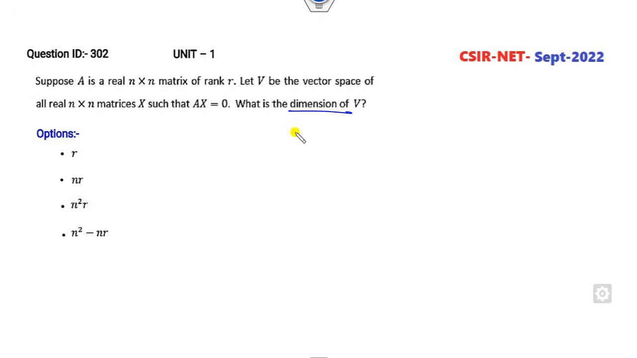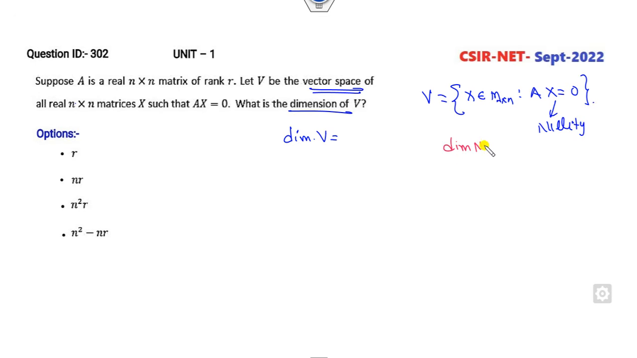Okay, so you have to find the dimension of V. What is V? V is the vector space of all those n cross n matrices such that Ax is equal to 0. Okay, so this is the nullity. Fine. So firstly you can find the dimension of the nullity. What is that? n minus the rank of this matrix. Here n is the number of columns. What is the rank of this matrix A? A is n cross 1, whose rank is r, so n minus r. But this is the dimension, the nullity, of this.